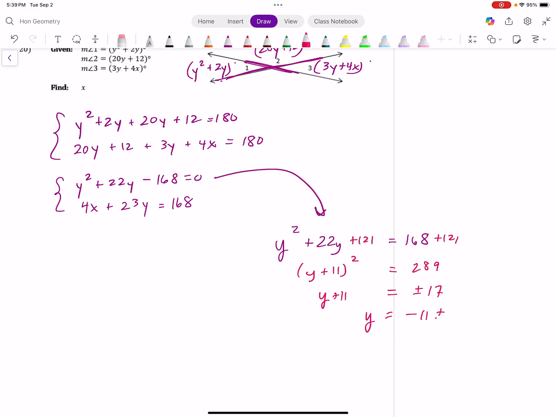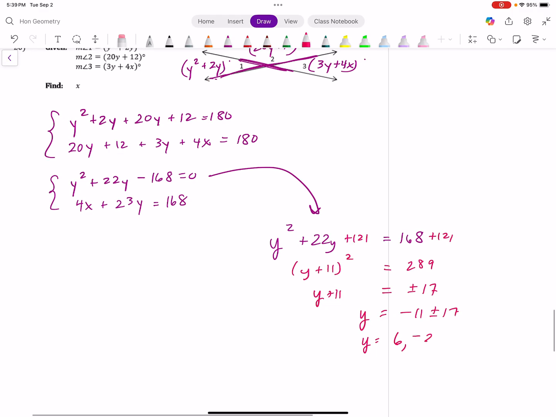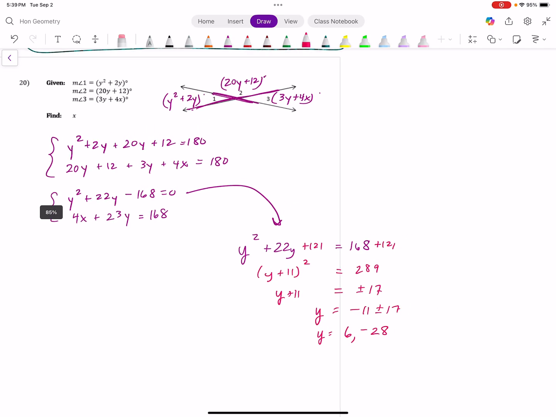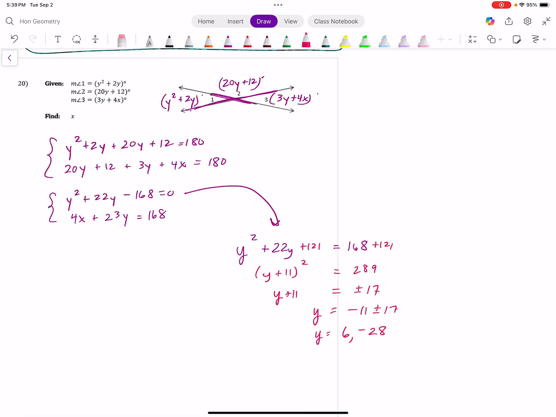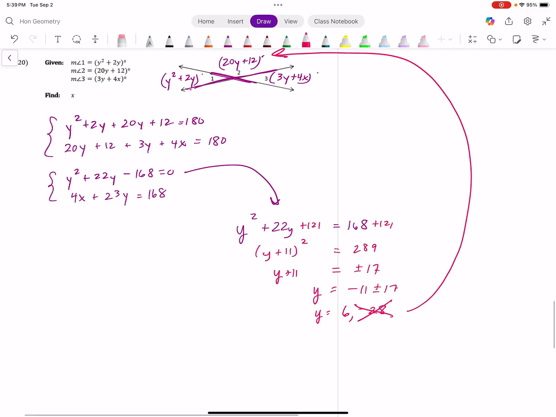So negative 11 plus or minus 17. If I do negative 11 plus 17, that's 6. Negative 11 minus 17 is what? Negative 28. All right, let's see. If I put a negative 28 right here, 20 times negative 28 is pretty far down the negative side. Add 12 to it, so I'm going to throw that one out based on the measure of angle 2. Let's see, will 6 work? 6 squared plus 2 times 6, that's positive. 20 times 6 plus 12, that's positive. So far, y equals 6 is looking okay.